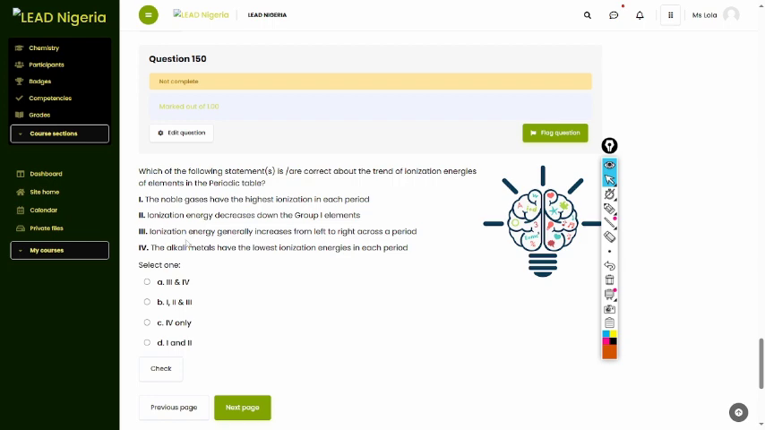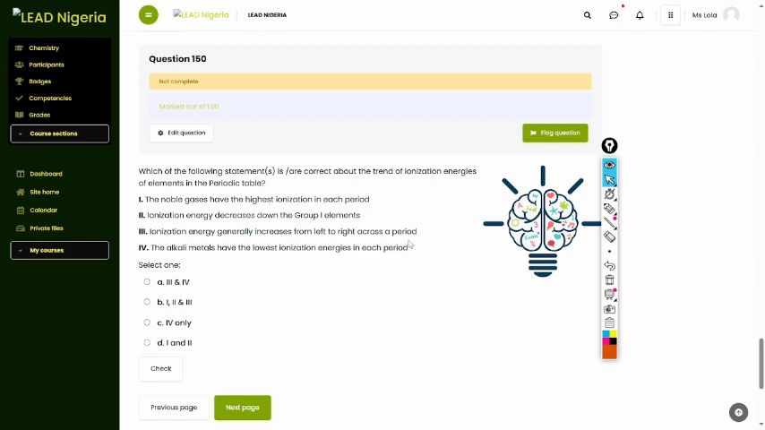Then ionization energy decreases down group 1 elements. As you're going down the group, the number of electron shells increases, the distance from the nucleus to the outermost electron also increases, so the attraction decreases, and so you need less energy to knock out electrons as the shells increase. So 2 is correct also. Now, ionization energy generally increases from left to right of the periodic table.